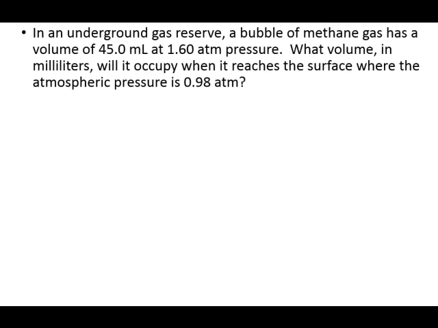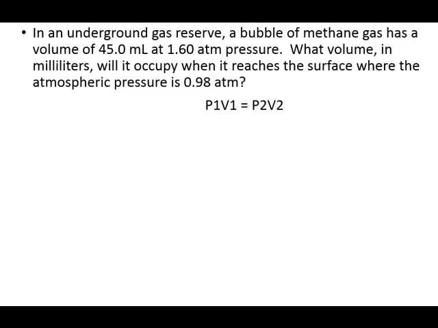So in this problem we have, in an underground gas reserve, a bubble of methane gas has a volume of 45 milliliters at a pressure of 1.60 atmospheres. What volume in milliliters will it occupy when it reaches the surface where the atmospheric pressure is 0.98 atmospheres? So again, my pressure is decreasing, so we would expect that bubble of methane gas, the volume, to increase. Because this problem only uses pressure and volume, again, we're using Boyle's law.